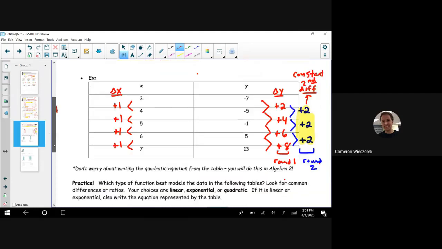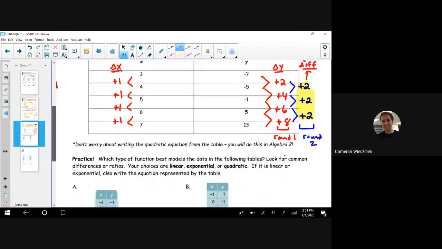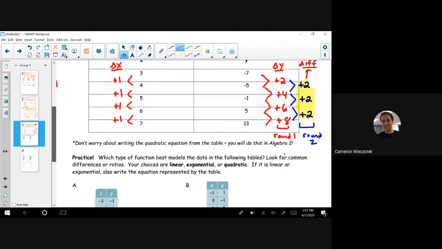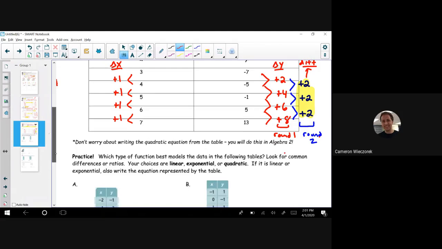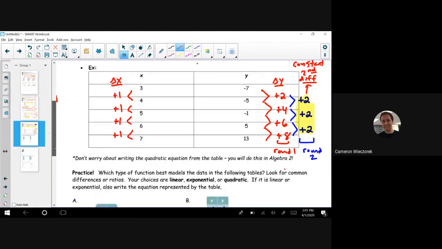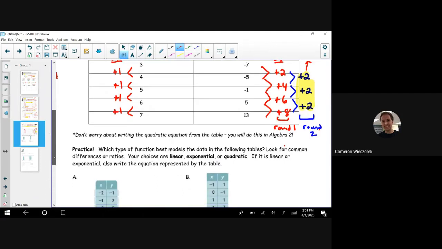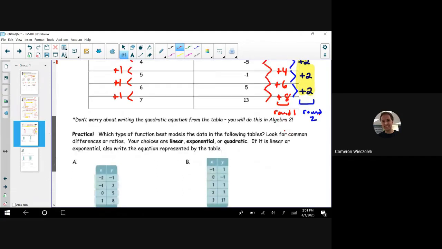Don't worry about writing the equation for a quadratic model in a table. You're going to do that in Algebra 2. The only ones I expect you to be able to write would be linear and exponential equations from a table. All you need to be able to do if it's quadratic is identify, hey, this is a quadratic function. Pretty cool. All right, so let's practice a couple.